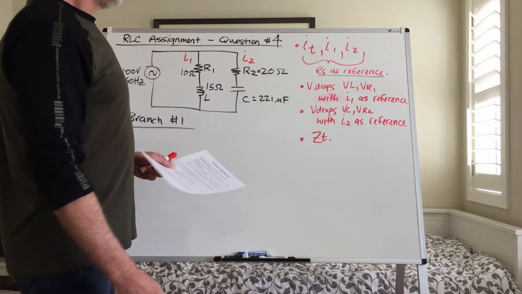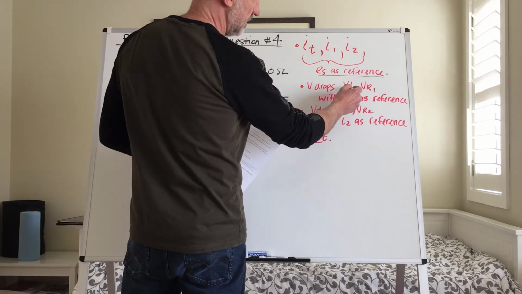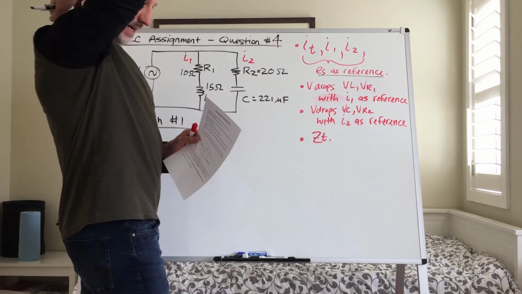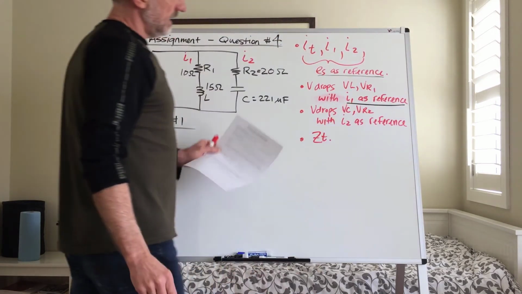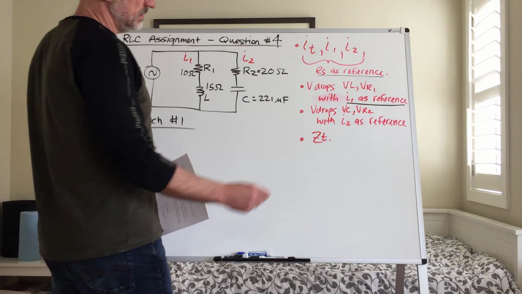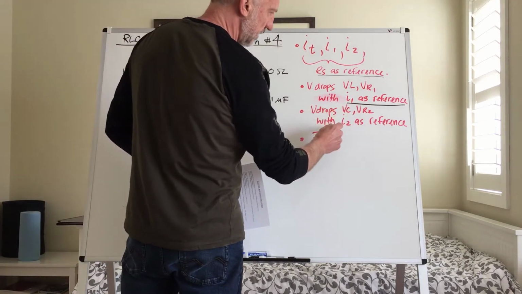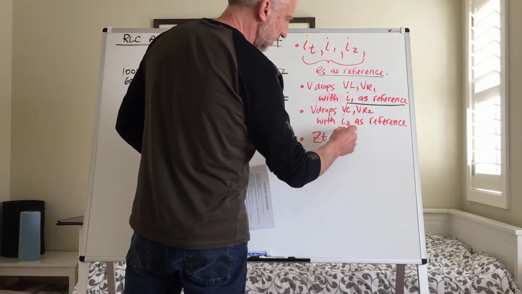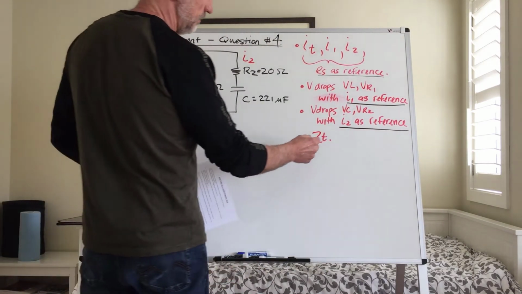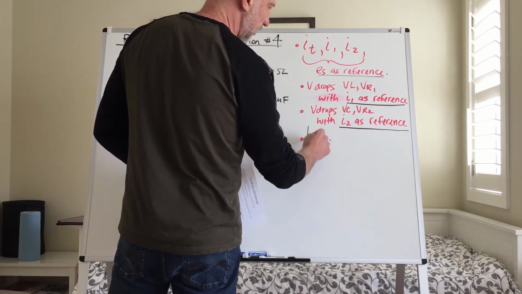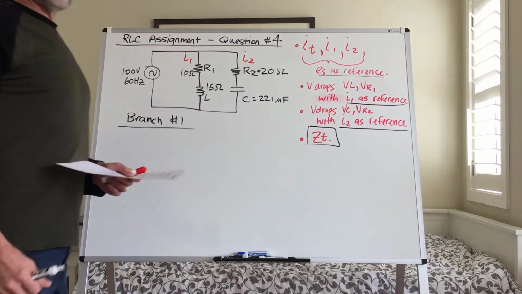So what we'll do is determine the voltage drops for VL and VR1 in branch 1, but we'll use I1 as the reference. And then for the second branch, we'll determine VC and VR2, and we'll use I2 as the reference. Lastly, we can do a simple calculation using Ohm's law to determine Z total.